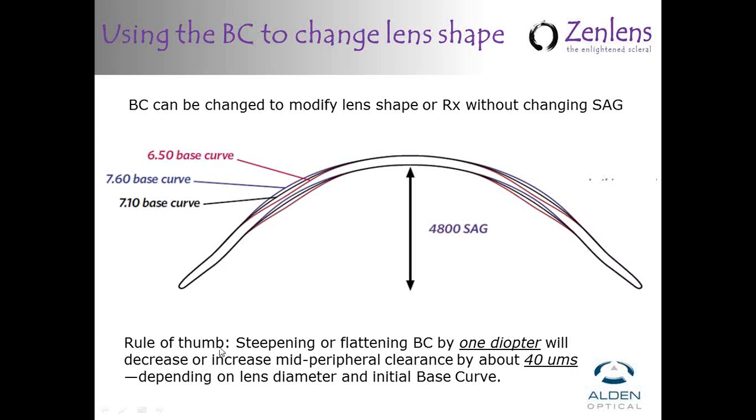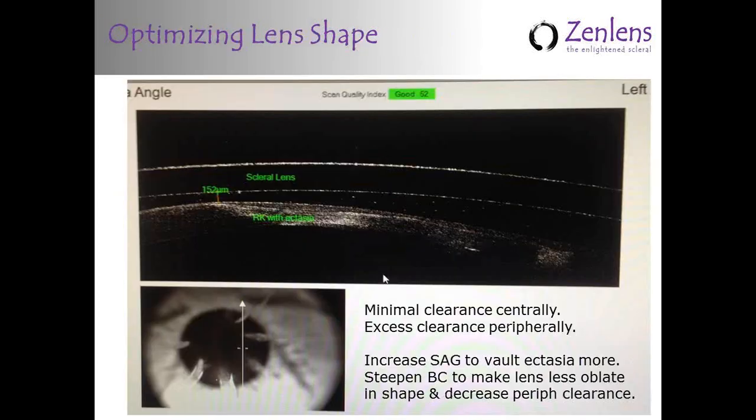A rule of thumb to think about here is if you steepen or flatten this base curve to increase or decrease this clearance, each diopter that you change the base curve is going to move this point out here at the edge of the optic zone up or down about 40 microns. If you flatten the base curve, it's going to move up. I'm going to show you how this works on a schematic here in a second.